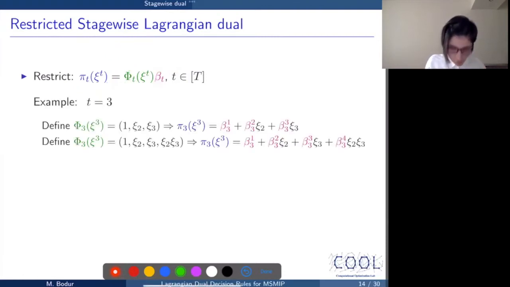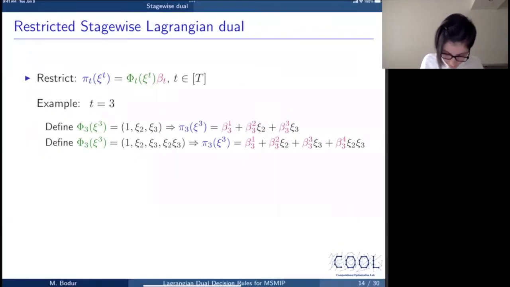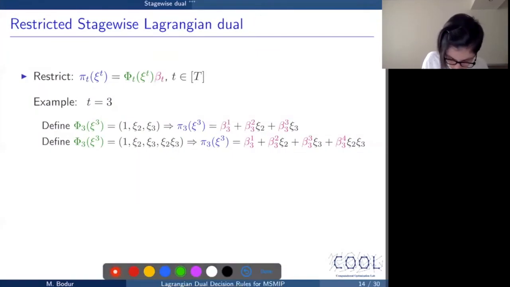So here are 2 examples of these basis functions. Say I'm at stage 3. Assume that I have a single random variable, psi2 and psi3 per stage, then the basis function could very well just return whatever you observed exactly. So it could just return the random variables themselves. If so, then you will say, I have this multiplier 1, psi2, psi3. I will multiply them with my deterministic variables beta. This is going to be my restriction for this pi3 variable.